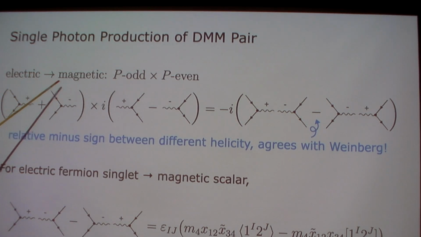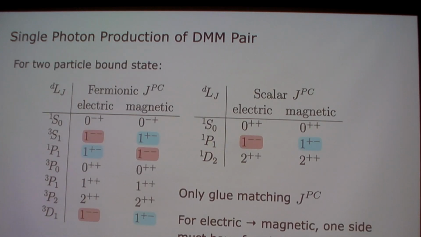Like I said, for electric to magnetic, you glue the parity odd and parity even 3-point amplitude. Okay, you see, if you want to go from the electric pair to magnetic pair, you can only go from blue to blue and then red to red.